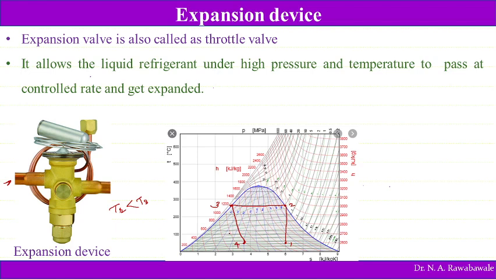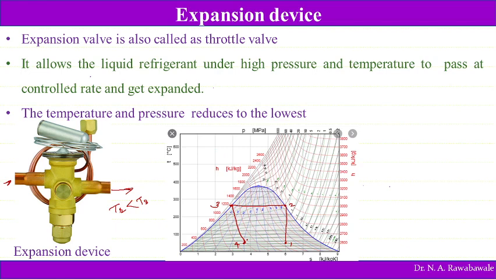Throttling is nothing but a constant enthalpy process during which enthalpy remains constant, and the pressure and temperature of the refrigerant fall. When it reaches the temperature of the evaporator, the process is stopped and the refrigerant is passed into the next device, known as the evaporator. So the temperature of the refrigerant reaches the lowest temperature, and the pressure reaches the lowest pressure. Here is the highest temperature, here the temperature is lowest. Here pressure is highest, here pressure is lowest.